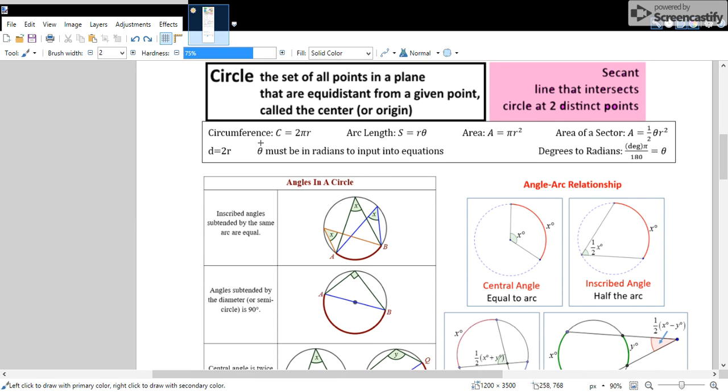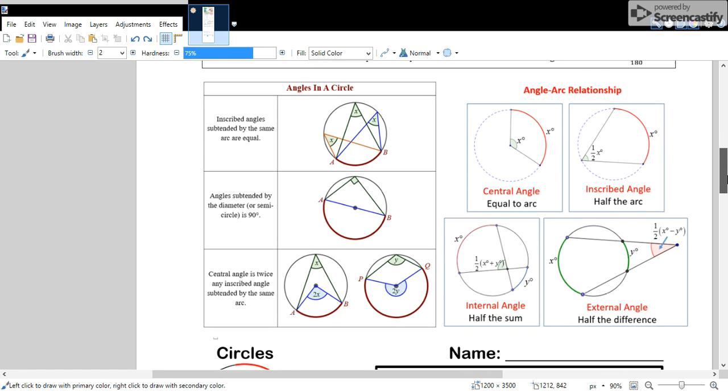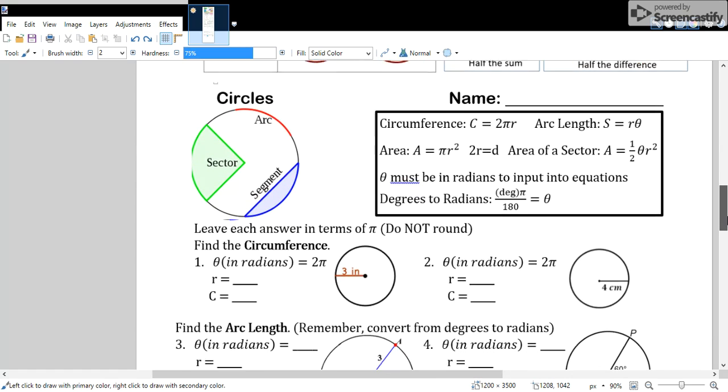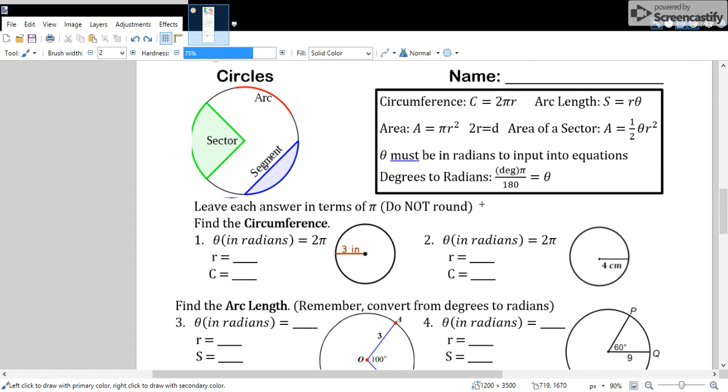So here's some formulas that you'll need to know for this section. And here's some additional angle properties for circles, and you'll use those in geometry. Okay, flip to the back. Let's do a couple of these together.